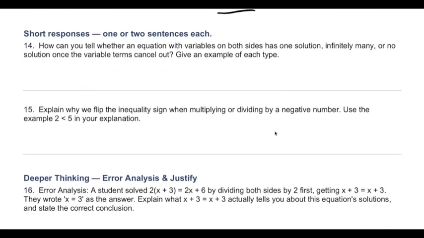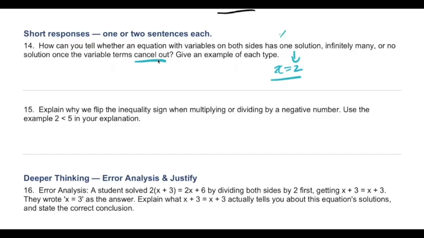I'm going to do some short responses. So this first one, these are like the deeper level thinking questions. How can you tell whether an equation with variables on both sides has one solution, infinitely many solutions, or no solutions? Once the variable cancels out. So for one solution, it's going to be like x equals 2. The variables won't cancel out. You will get a solution. So that's how you do one solution.